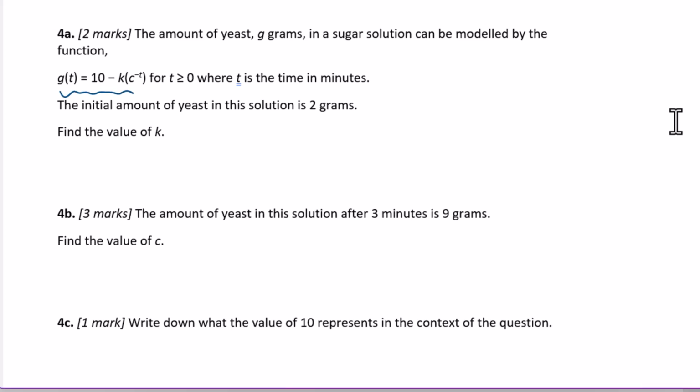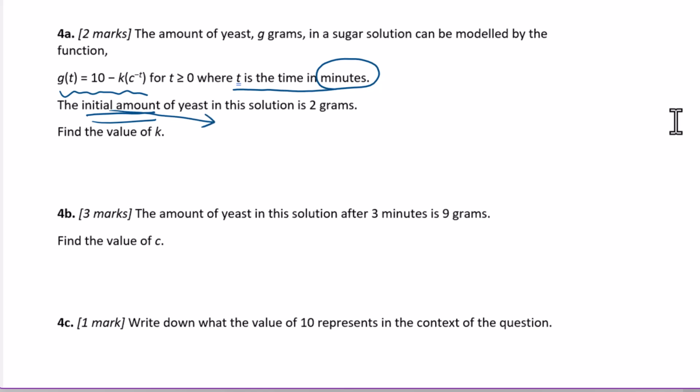4a. The amount of yeast G grams in a sugar solution can be modeled by the function G of T equals 10 minus K times C to the negative Tth power for T greater than or equal to 0, where T is the time in minutes. The initial amount of yeast in this solution is 2 grams. Find the value of K.